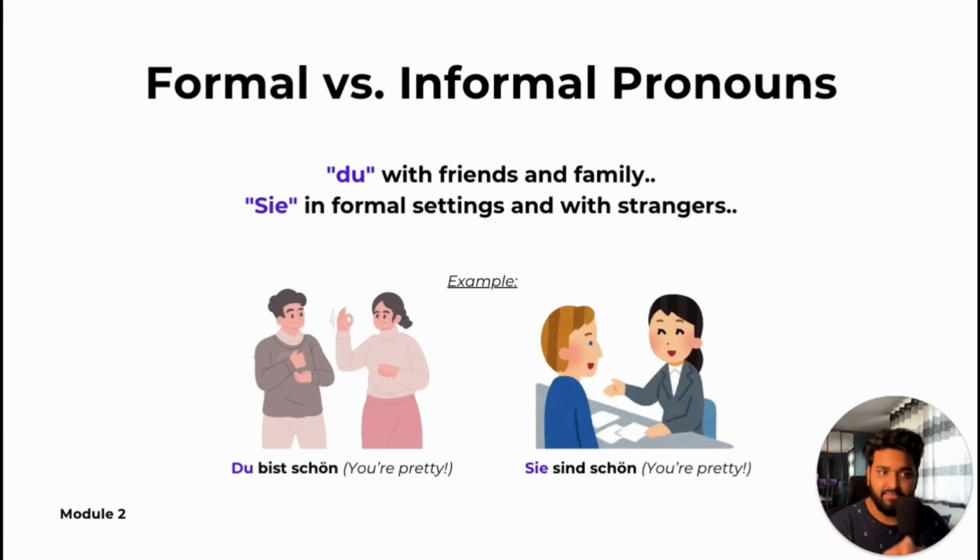So let's see the difference between formal and informal pronouns. Du with friends and family, Sie in formal settings and with strangers. For example, du bist schön, you are pretty. Basically, you say du when you know someone, like your friend or family member.